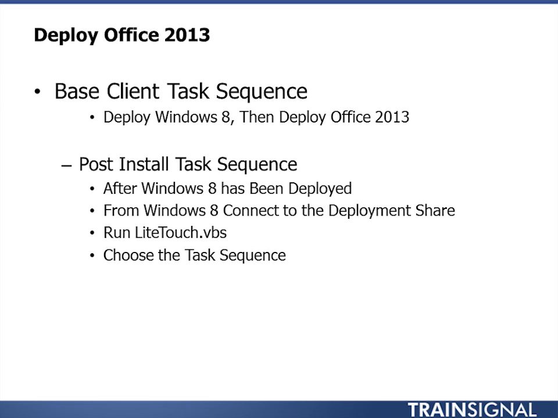When you're deploying Office by itself without putting that into an operating system task sequence, what you'll need to do is start with Windows 8 up and running on the machine. Then you're going to connect from the Windows 8 machine over to your MDT deployment share. From the scripts folder, you'll run lighttouch.vbs and select the task sequence you've created that only deploys Office 2013. It'll look like this.